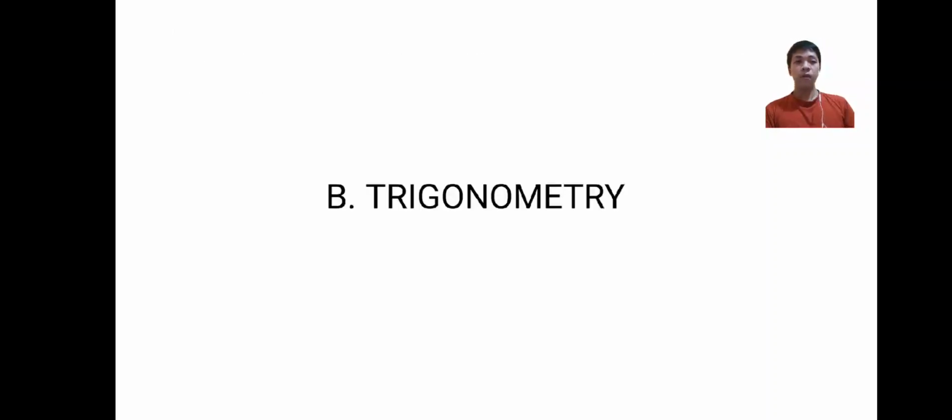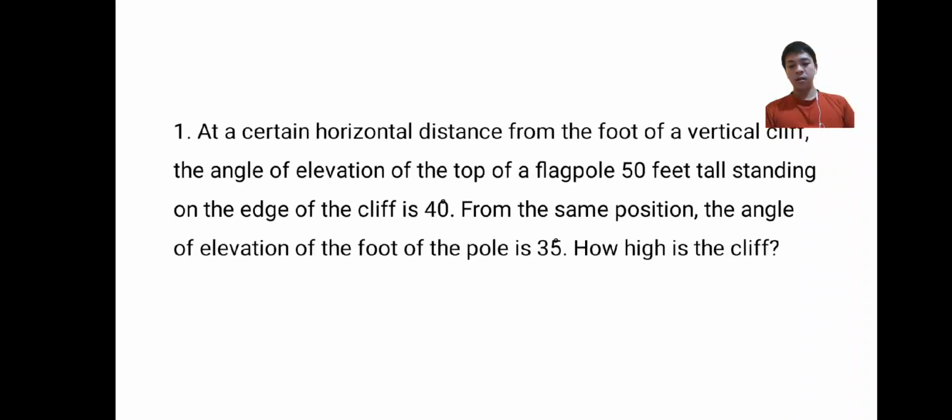Let's move to the second part, which is trigonometry. First question. At a certain horizontal distance from the foot of a vertical cliff, the angle of elevation of the top of a flagpole 50 feet tall standing on the edge of the cliff is 40 degrees. From the same position, the angle of elevation of the foot of the pole is 35 degrees. How high is the cliff?